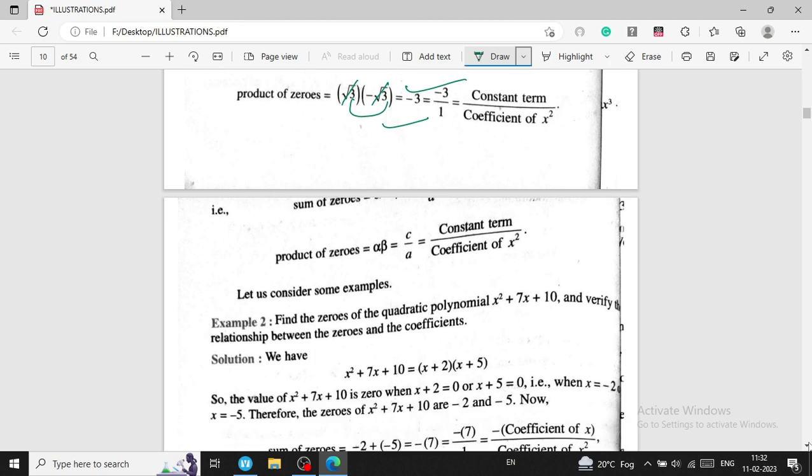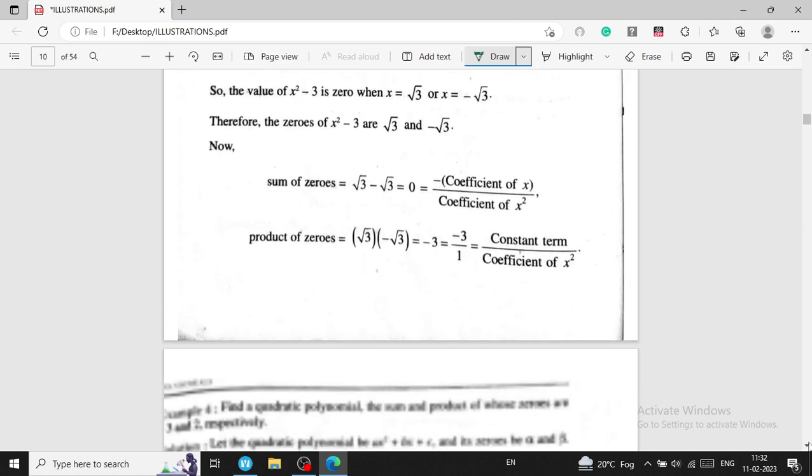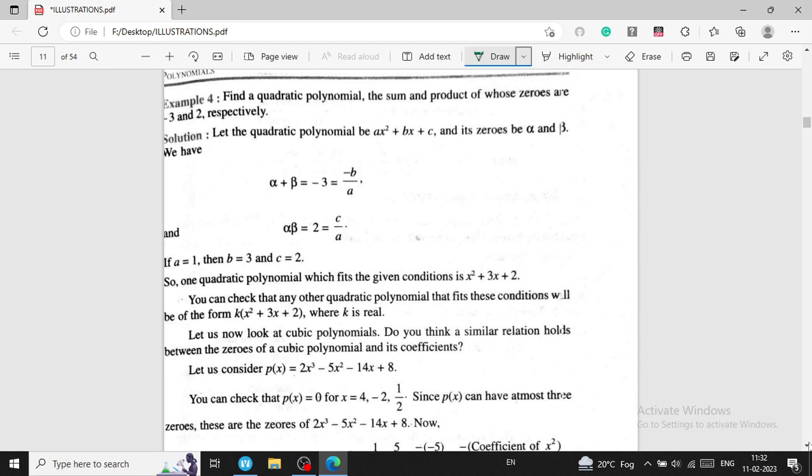Now the next question. In this question we have a given quadratic polynomial. First of all, this page is repeated. Now next, in this question, find a quadratic polynomial. We have to make a quadratic polynomial, the sum and product of whose zeros are minus 3 and 2.